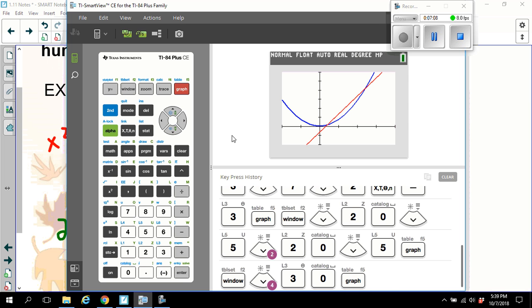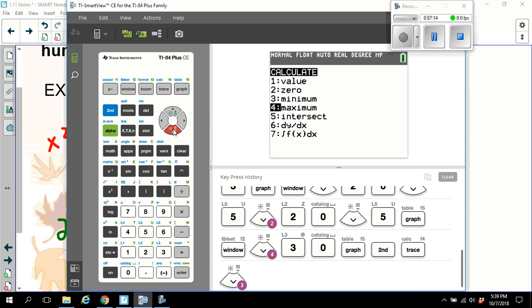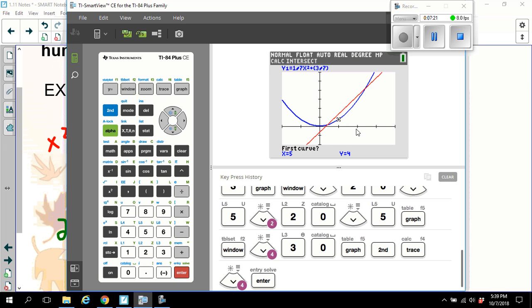So now what we're going to do is press second and trace. We're going to go to number 5, intersect, because we're trying to figure out where the quadratic and the linear functions intersect. We're going to press enter. Now we will have to do this twice because we have two intersections. So I have my cursor. Because we have two different intersections, you just want to get your cursor close enough to the one that you're finding. So let's find the one that's on this left-hand side here.